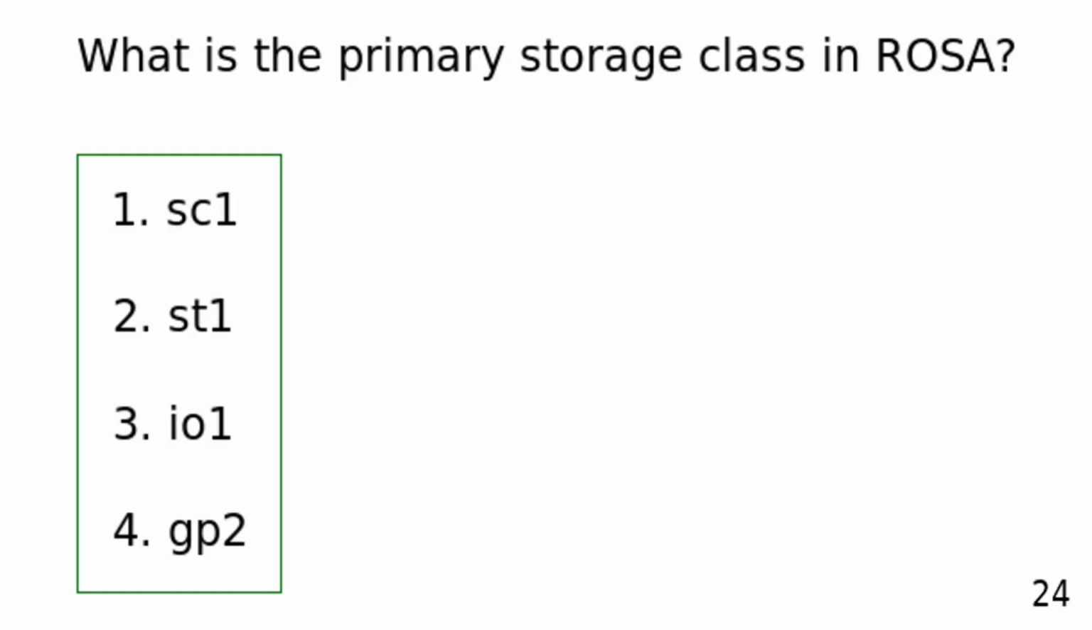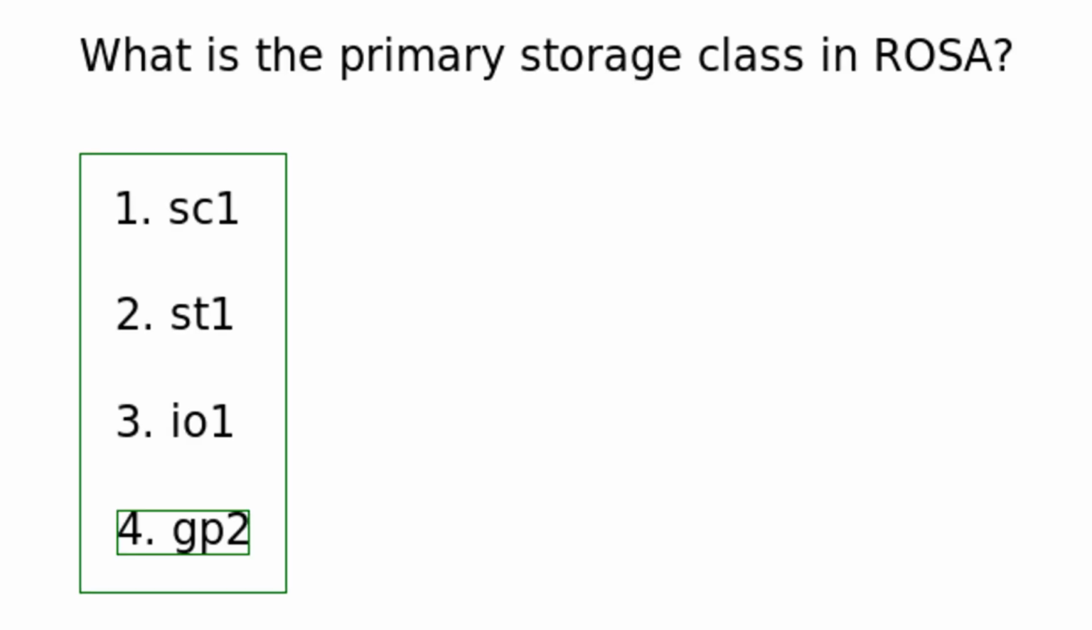What is the primary storage class in ROSA? SC1, ST1, IO1, GP2. The primary storage class in ROSA is GP2, providing a balance of price and performance for most workloads.